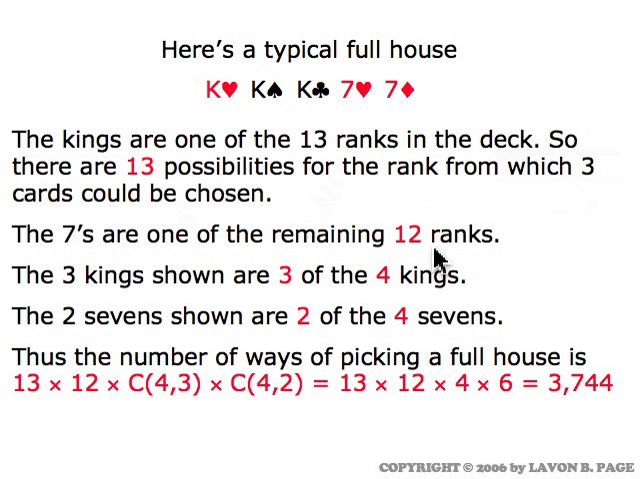The sevens are one of the remaining 12 ranks. One of the remaining ranks would be the rank where the 2 cards come from. 12 possibilities for that. The 3 kings shown are 3 of the 4 kings. So this counts the number of possibilities for which 3 of the 4 kings we would have. This counts the number of possibilities for which 2 of the 4 sevens we would have. And we're just looking at the same multiplication again with our eye on this concrete example.